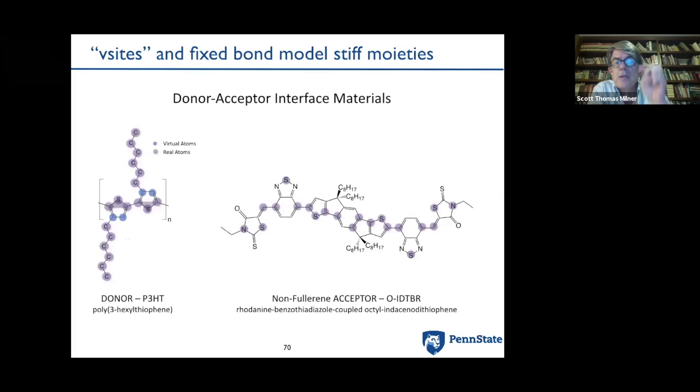So one capability that we haven't talked about yet in GROMACS is the ability to define what it calls V-sites, or virtual sites, atoms whose positions are geometrically determined by the positions of other atoms. So in the case of the ring of polyhexylthiophene, these blue atoms there are V-sites, virtual sites, whose positions are geometrically determined by the position of the 3 purple real atoms on that ring.